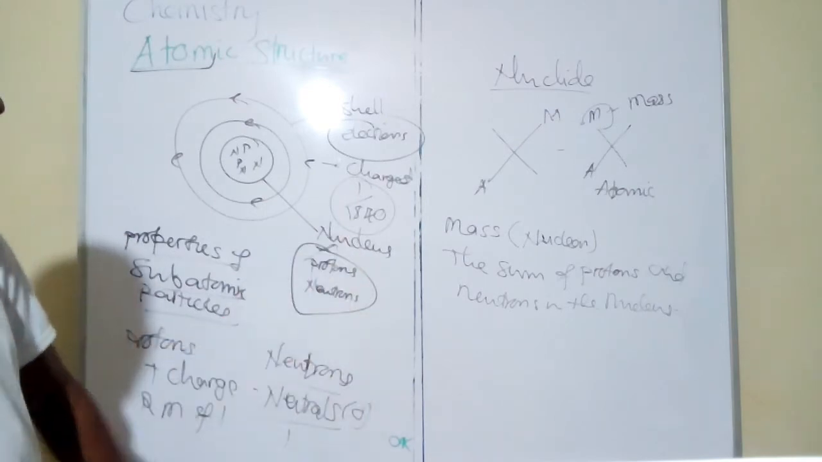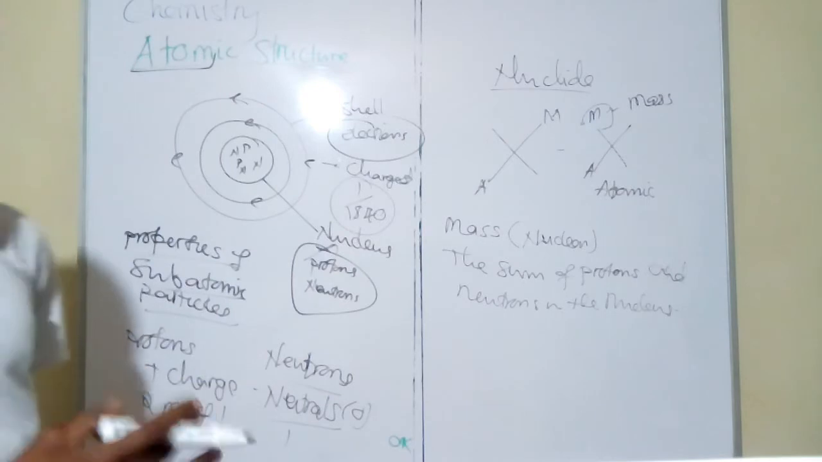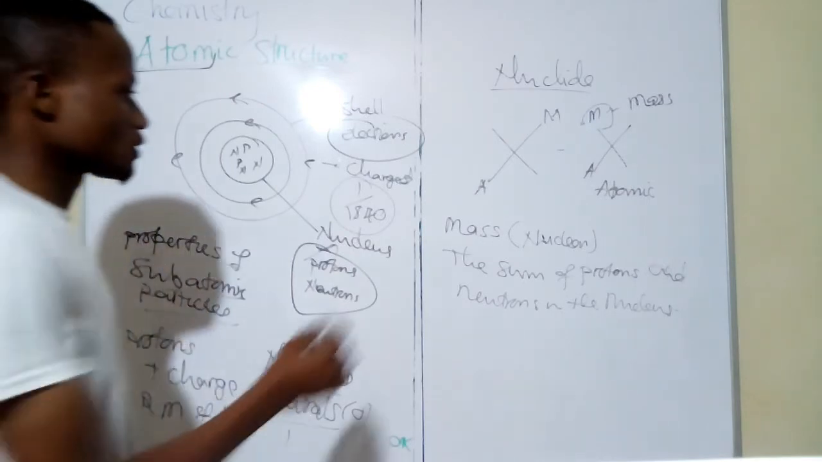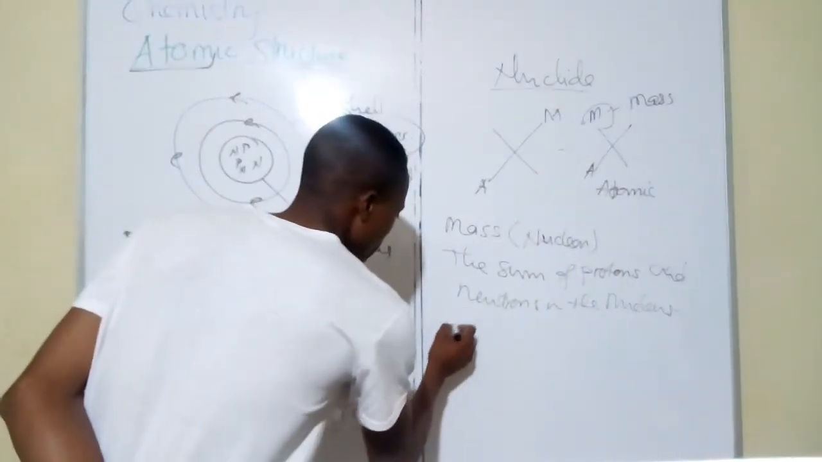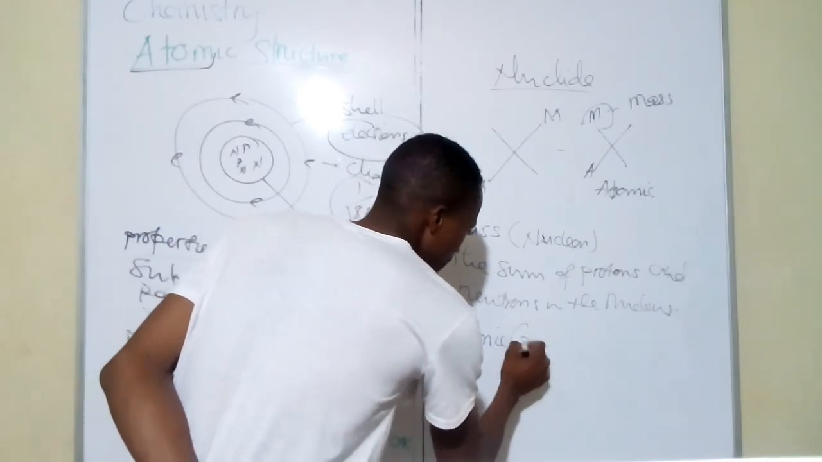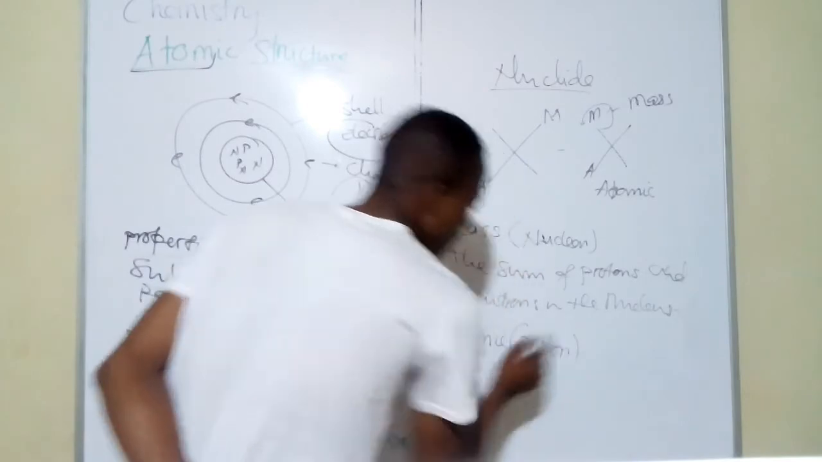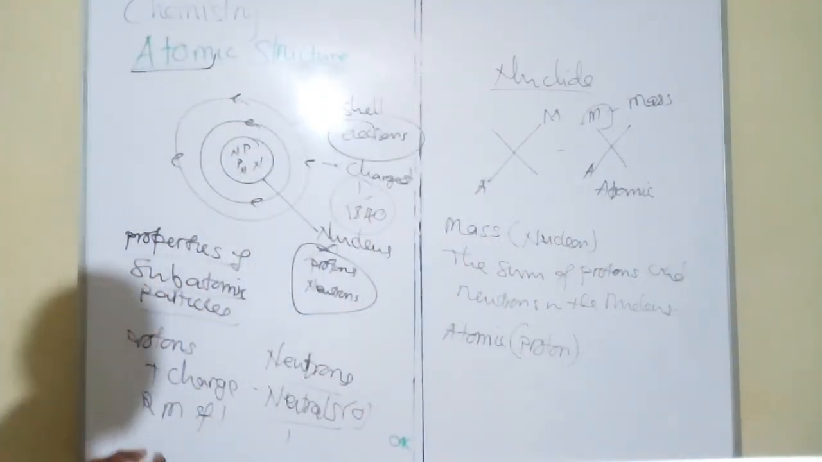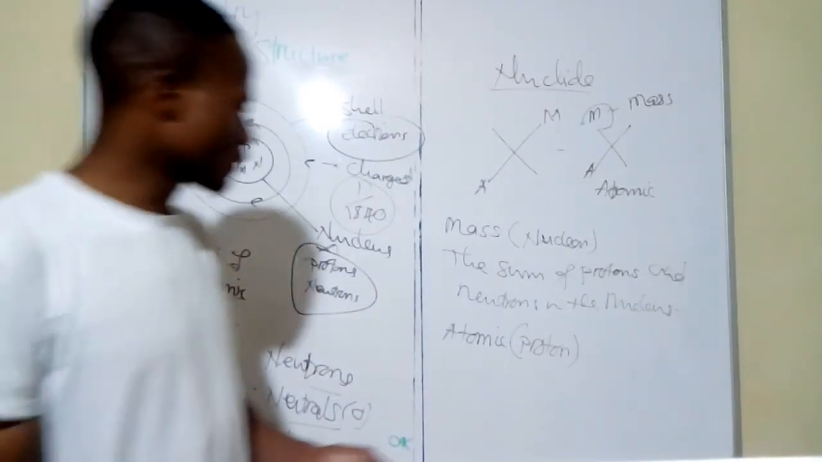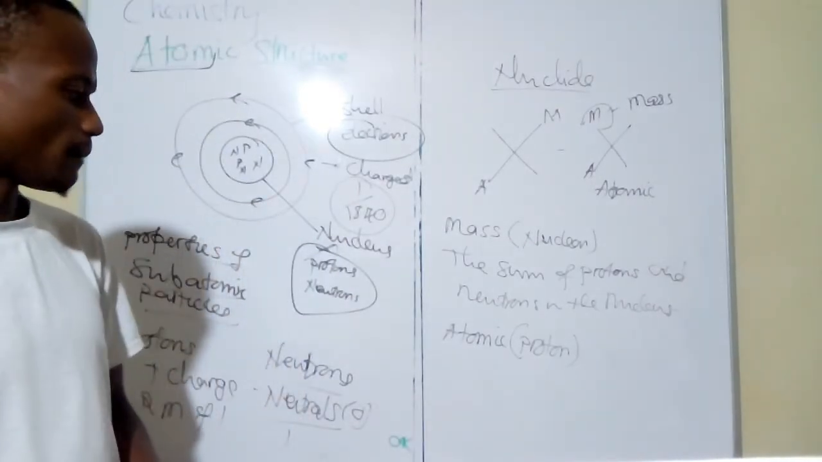Then what is the atomic number? The atomic number is the total number of protons in the nucleus of an atom. That's why it is also called the proton number. So the atomic number is also called the proton number. It is the total number of protons in the nucleus of an atom.